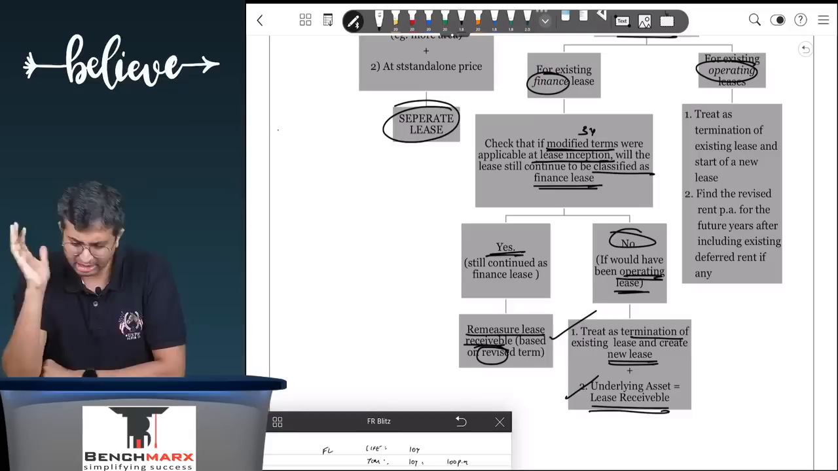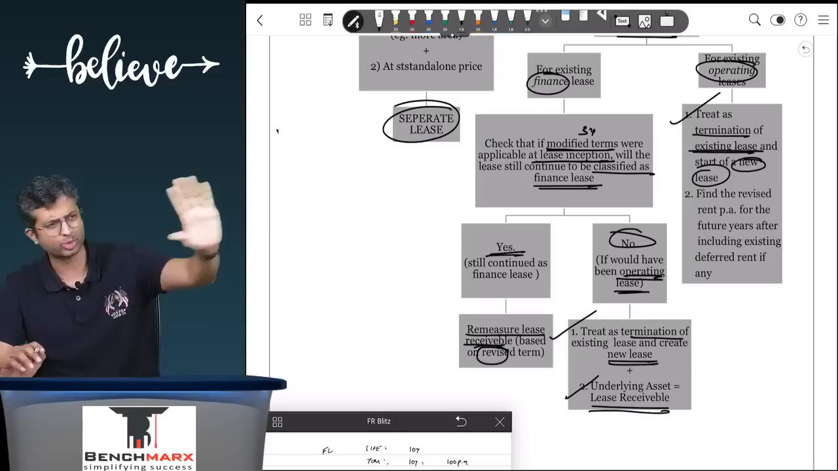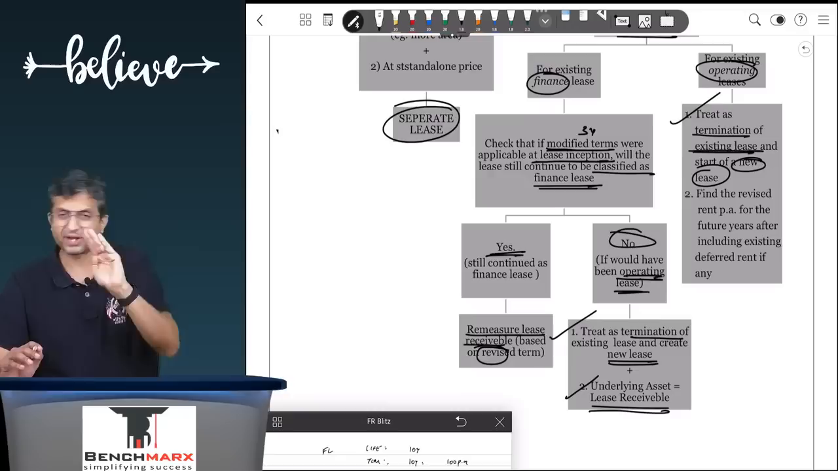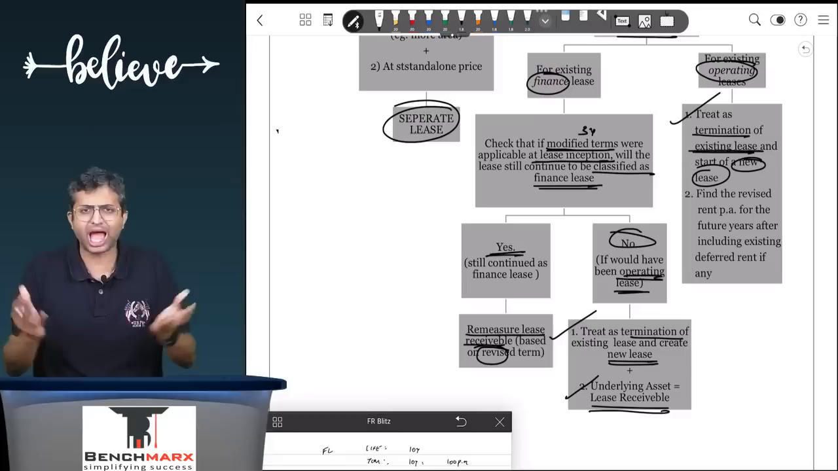If the new lease is an operating lease, you will still continue to recognize the asset, no derecognition. Continue to recognize rental income based on the revised terms. If the new lease is a finance lease, then you will derecognize the asset and create a lease receivable as on the date of modification.